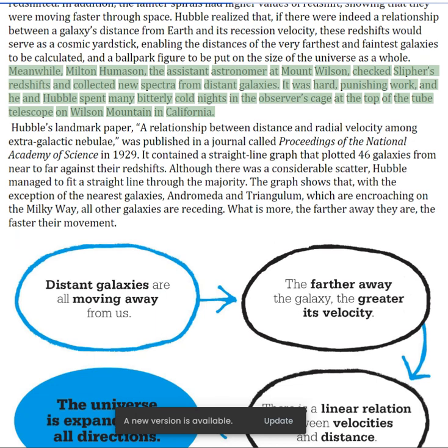Meanwhile, Milton Humason, the assistant astronomer at Mount Wilson, checked Slipher's redshifts and collected new spectra from distant galaxies. It was hard, punishing work, and he and Hubble spent many bitterly cold nights in the observer's cage at the top of the Tube Telescope on Wilson Mountain in California.